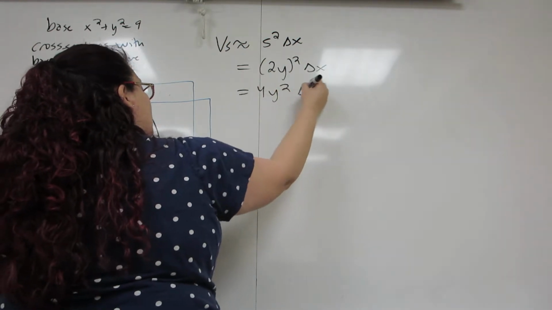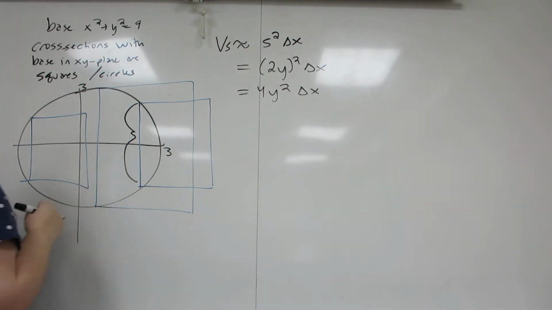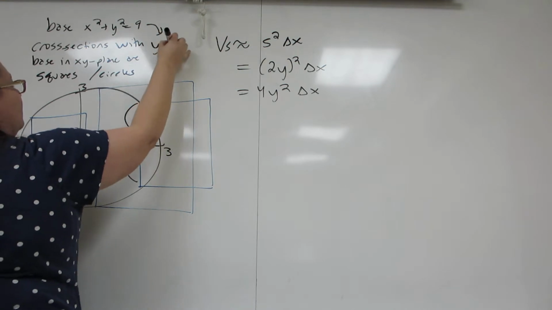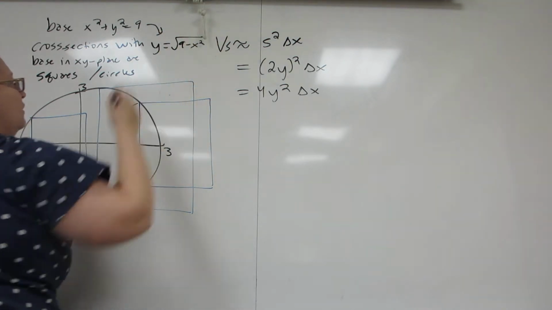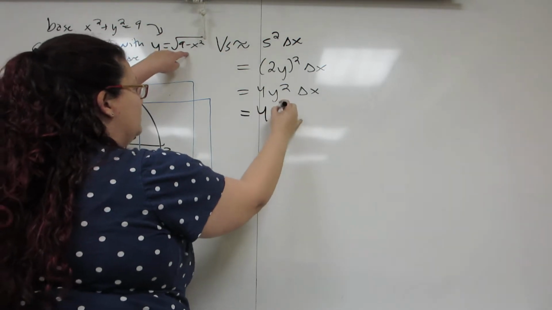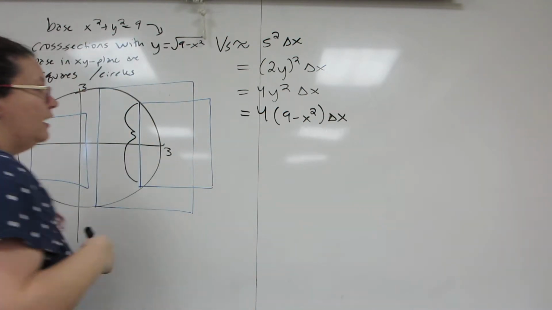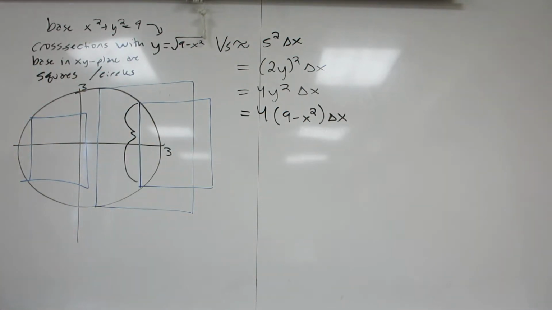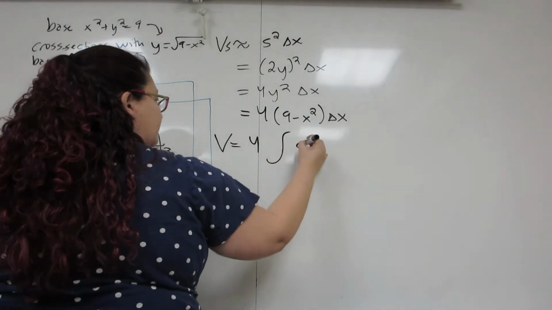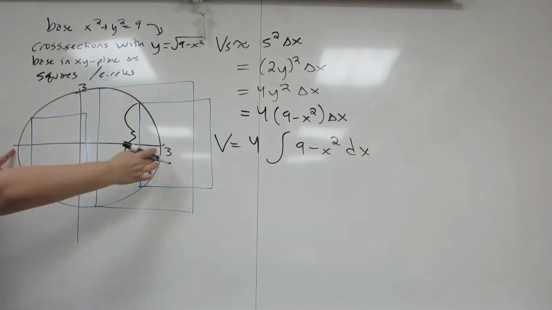Okay, well, we also don't want to leave it in terms of y, because we're integrating with respect to x. So I'm going to go back to my equation and solve this for y. Okay, and then get to plug that in. The square and the square root cancel each other. And I get my volume of a slice. Then I'm integrating this, okay, from -3 to 3.